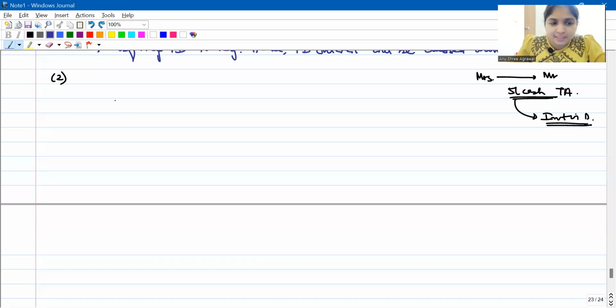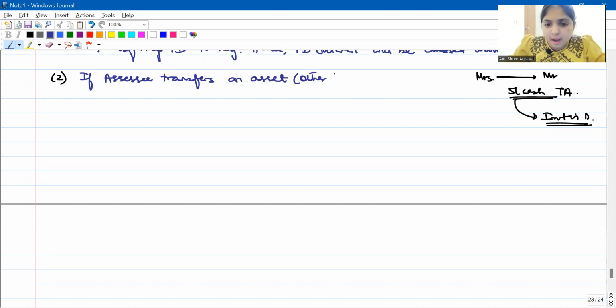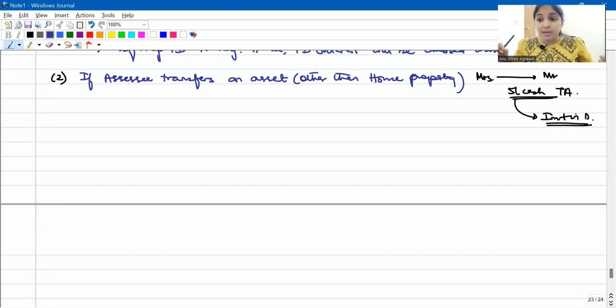Yes, so listen, first of all, let us write down the theory. Write down if assessee transfers an asset (in brackets, other than house property). Why other than house property? Because when you transfer house property to your spouse, you apply deemed owner concept under IFHP. You don't apply clubbing concept. If I transfer a house property to my spouse for no consideration or inadequate consideration, there I will apply deemed owner concept under IFHP and not clubbing.